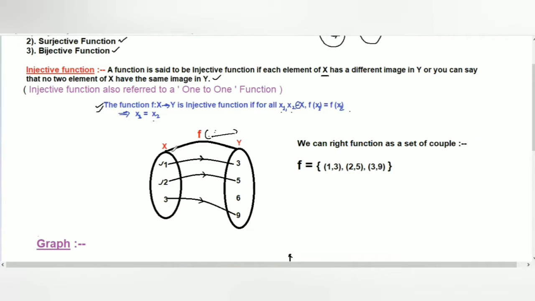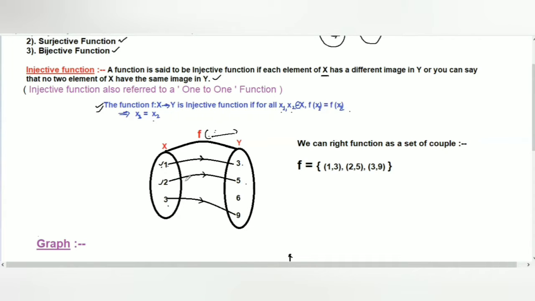You can understand what an injective function is by a Venn diagram. This is a Venn diagram, also called an arrow diagram. Let's try to understand from the Venn diagram. This is the set x, and this is the set y. x has 1, 2, 3, and element 1 has image 3 in y, element 2 has image 5 in y, and element 3 has image 9 in y.